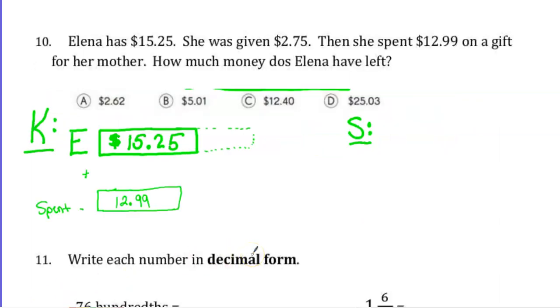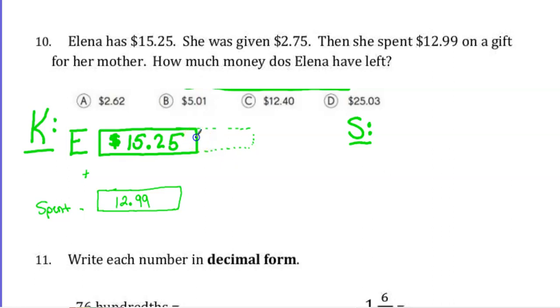Number 10 is a word problem. Notice I've set up the KWS for you. There are 2 steps to this problem. It first tells us that Elena has $15.25. She was given $2.75. Let's look at that first. You can notice she started with the $15.25. You need to understand that she was given $2.75.